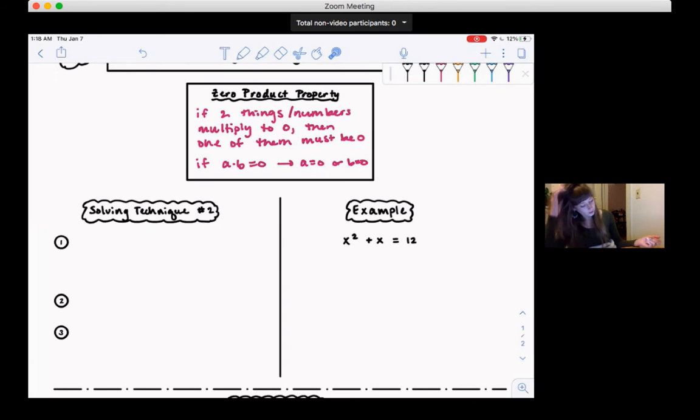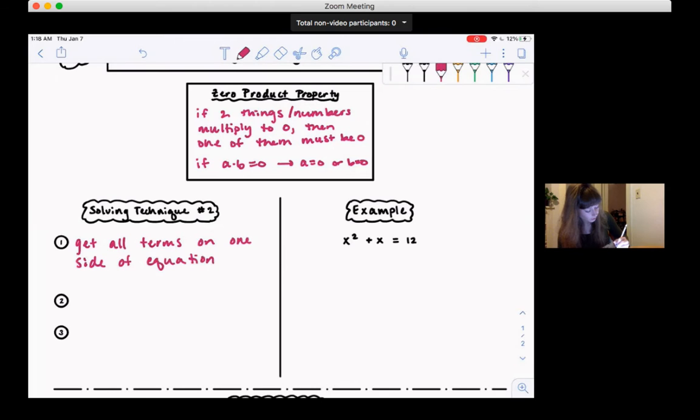So for our solving by factoring technique, the first step is to make sure everything is on one side of the equation. This might already be done for you, but sometimes you might have some numbers on one side, some numbers on the other, so you need to make sure everything's on one side. So step one is to get all terms on one side of the equation. And when you do this, the other side of the equation is going to end up being 0. There's nothing over there. So the goal of this is that one side has to be 0.